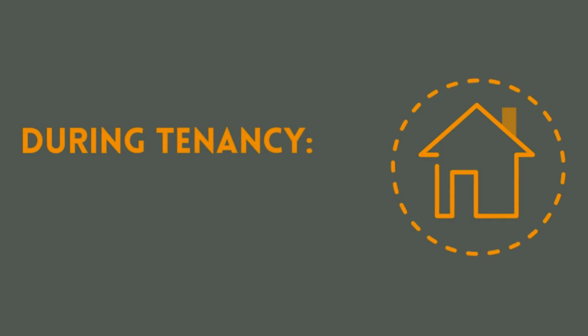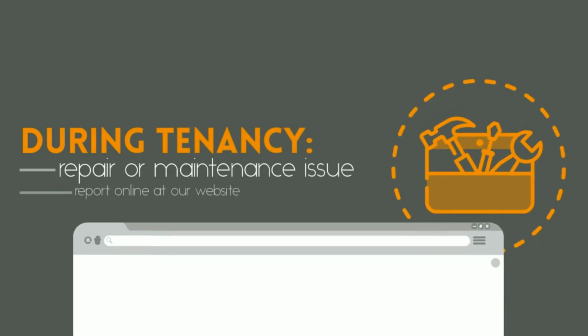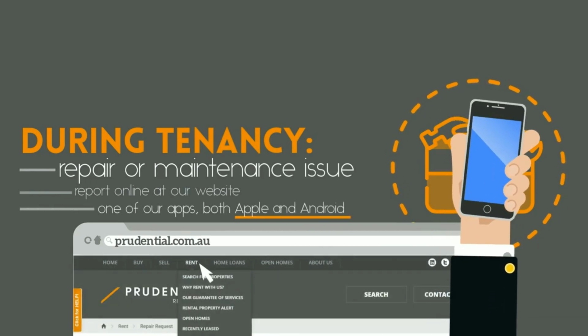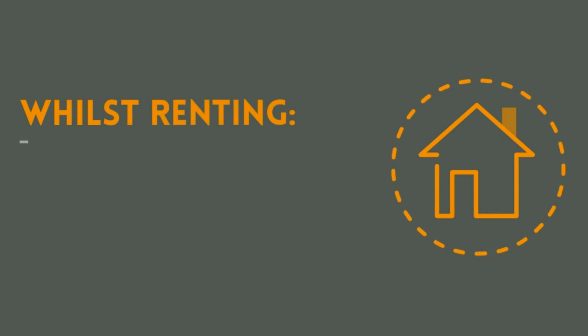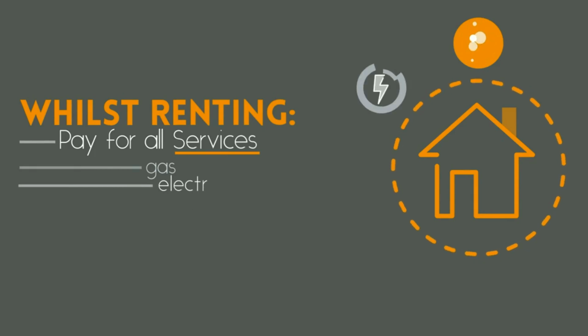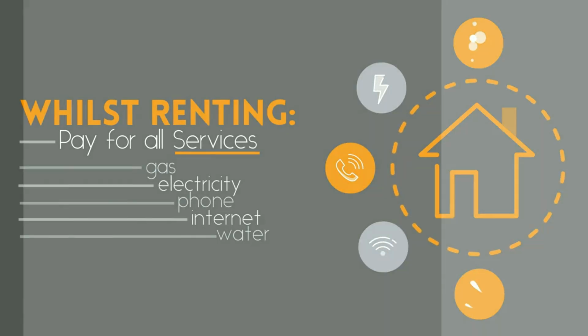If during the tenancy there is a repair or maintenance issue, the tenant can report this online via the agency's website or via the apps available for Apple and Android smartphones. The tenant is expected to pay for all services while they are renting the property, such as gas, electricity, phone and internet, plus water usage, which will be billed to the tenant each quarter.